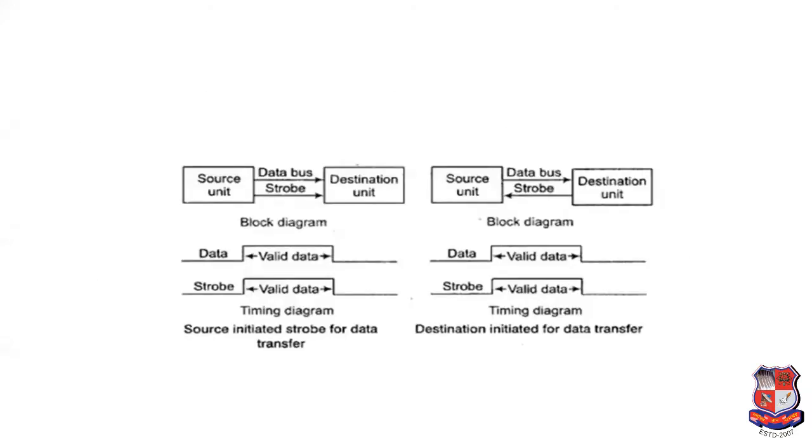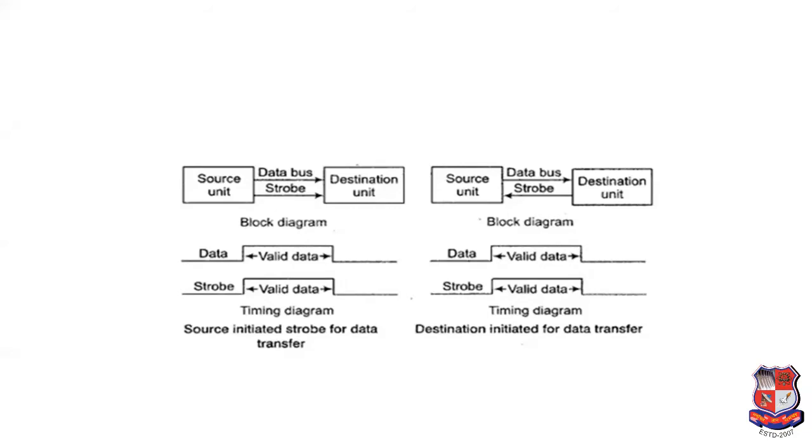Now, the block diagrams show the two ways of data transfer. In the first, the source unit transfers the data to the destination unit, and in the second, the destination unit transfers the data to the source unit. That is exactly the reverse of the first block diagram. Here, the data and strobe are both shown in a timing diagram, and the source unit and destination unit are shown in a block diagram.